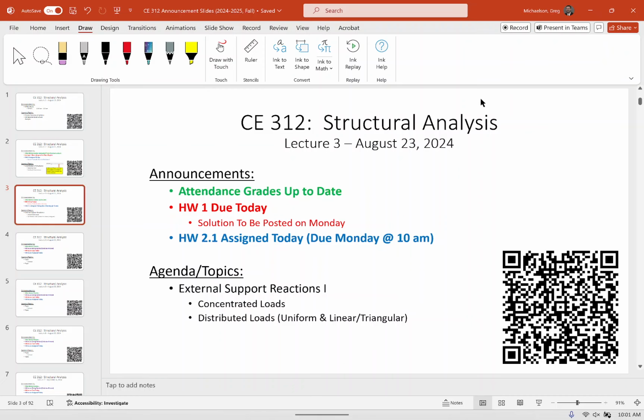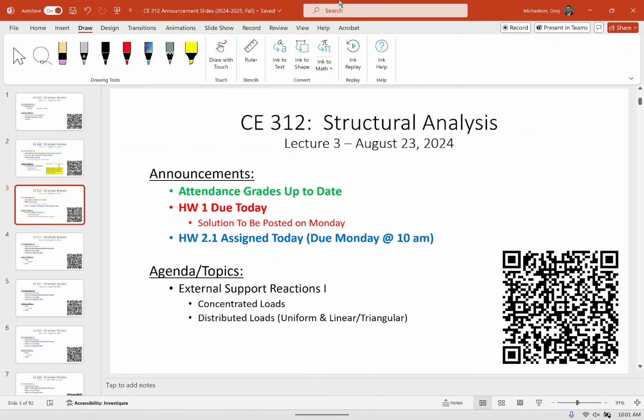I don't want to say what we were doing in the last lecture wasn't structural analysis, but we're actually going to be solving some support reactions today and beginning our foray into actually applying principles of structural analysis to solve problems. So I'm going to give you homework 2.1 today that's going to be due Monday. Today what we're going to do is begin what I would call our first real topic of the class, which is external support reactions.